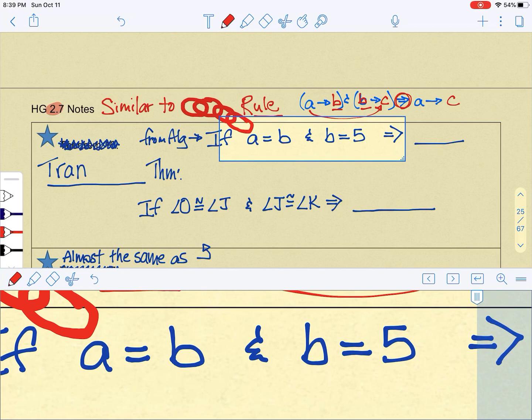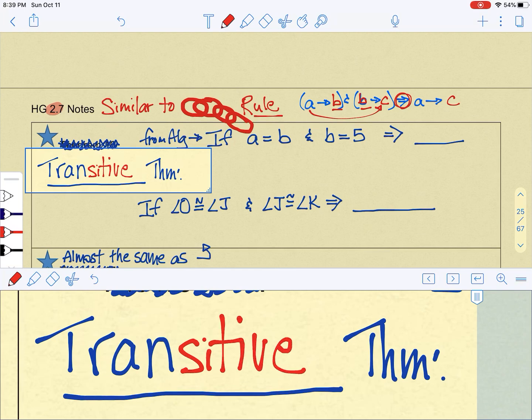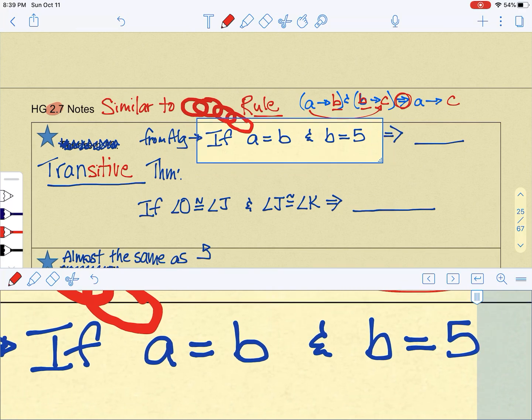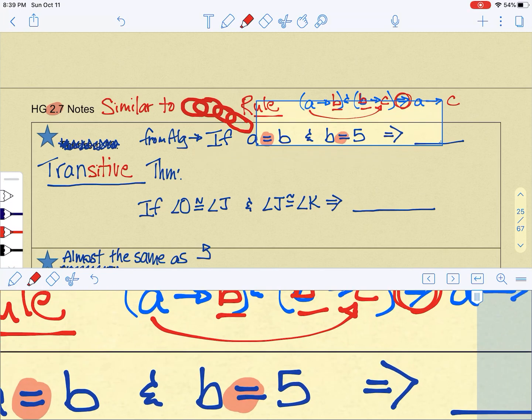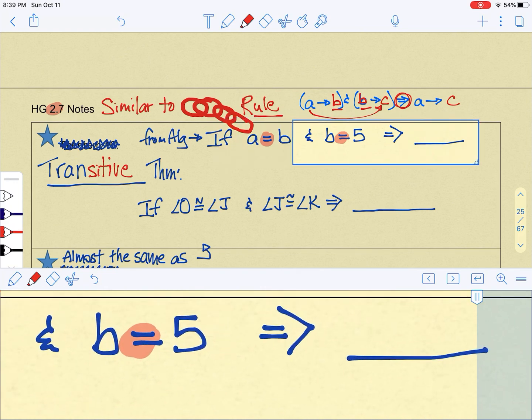You may have also studied this in algebra class back there. It was called a property, not a theorem. I'll explain why it's a theorem in just a moment. But remember from algebra class, if A equals B and B equals 5, notice these are equalities and not those conditionals that we had in the chain rule. Yes? Then we know that A also must be 5.